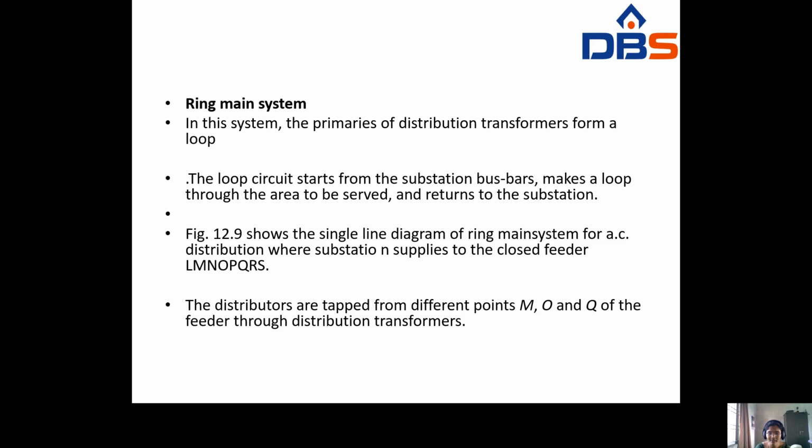The second connection scheme is the ring main system. In this system, the primaries of the distribution transformer form a loop. The loop circuit starts from the substation bus bars, makes a loop through the area to be served, and returns to the substation.